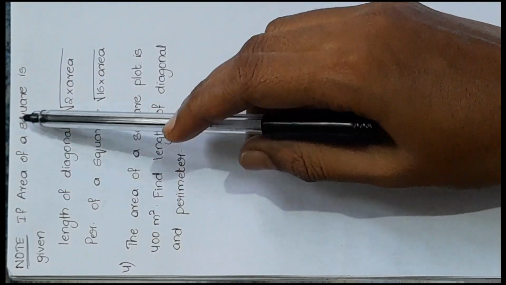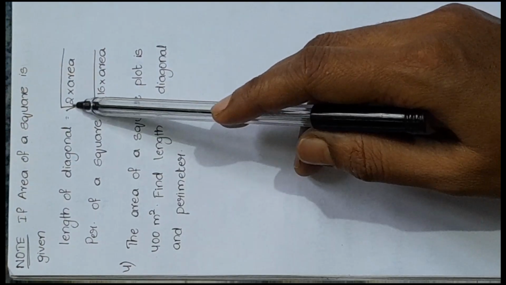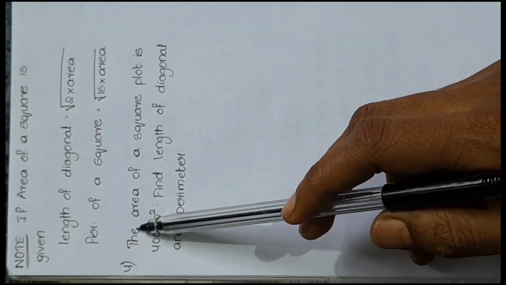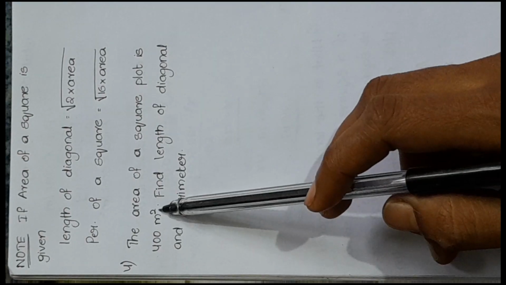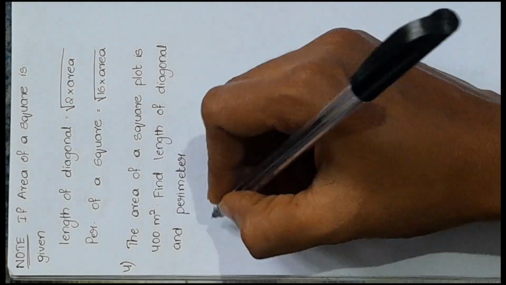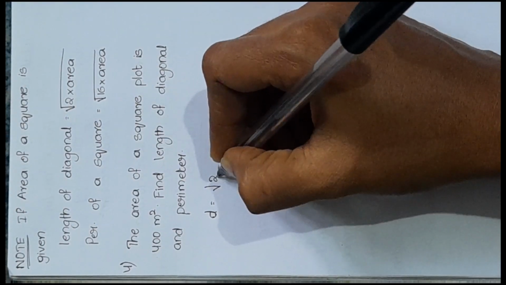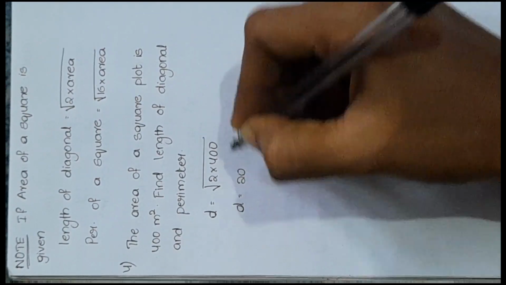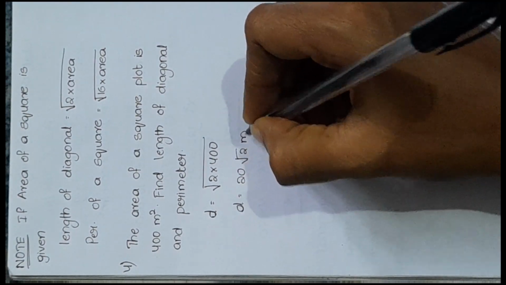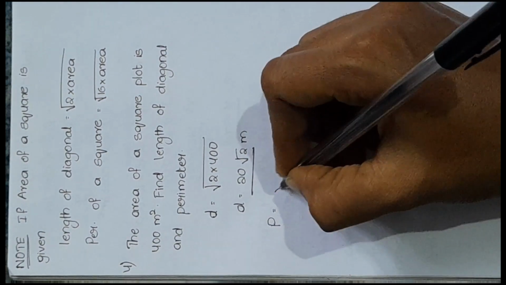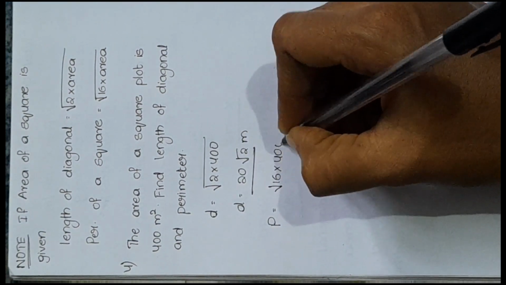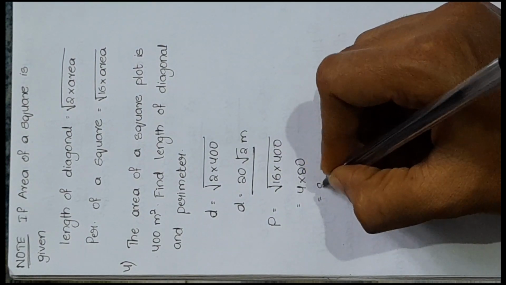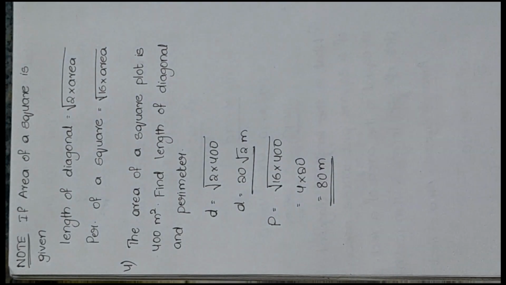Another point: if the area of the square is given, the length of the diagonal is equal to root of 2 into area. The perimeter of the square is equal to root of 16 into area. Let us see a problem. The area of the square plot is 400 square meters. Find the length of the diagonal and the perimeter. The length of the diagonal D is equal to root of 2 into 400. Now D is equal to 20 root 2 meters. And the perimeter is equal to root of 16 into 400, which is equal to 4 into 20. So 80 meters is the perimeter of the square plot.